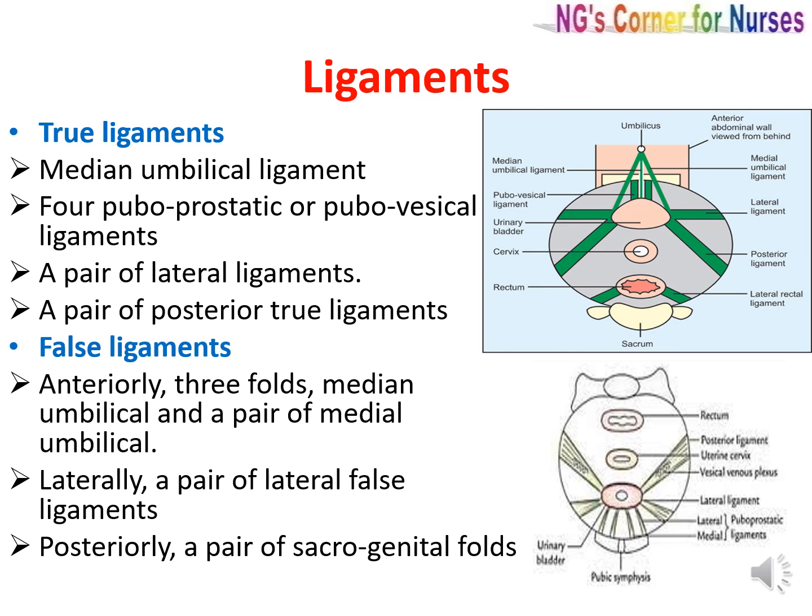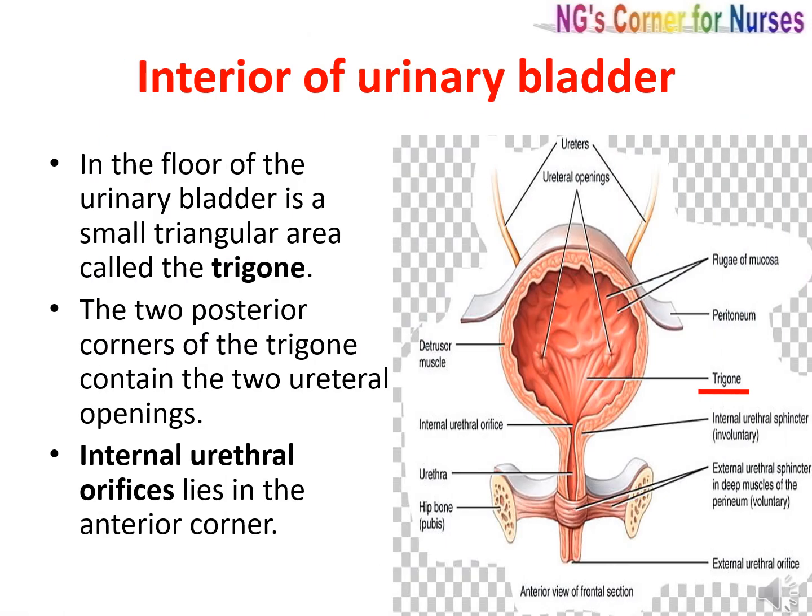The urinary bladder's ligaments are divided into true ligaments and false ligaments. True ligaments are made up of fibromuscular tissue, while the false ligaments are peritoneal folds. So these are the names of the true ligaments and false ligaments.